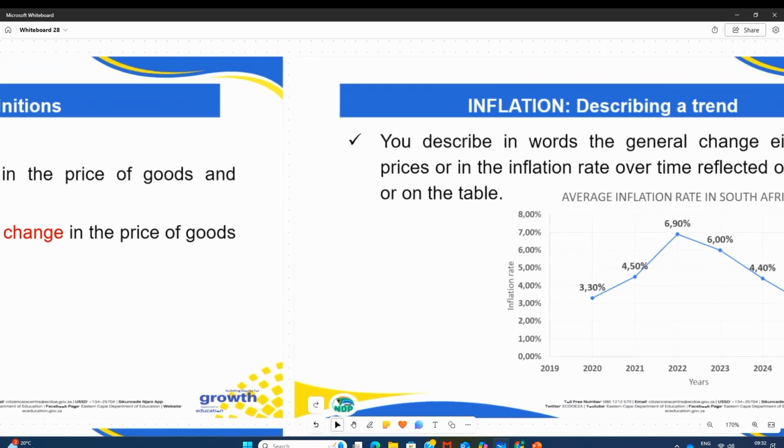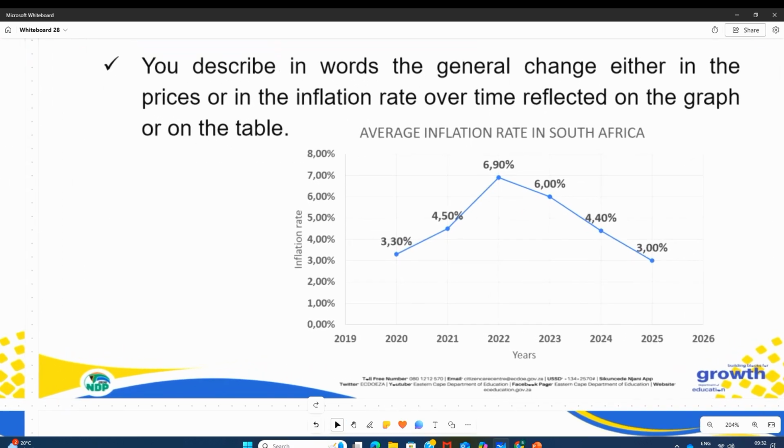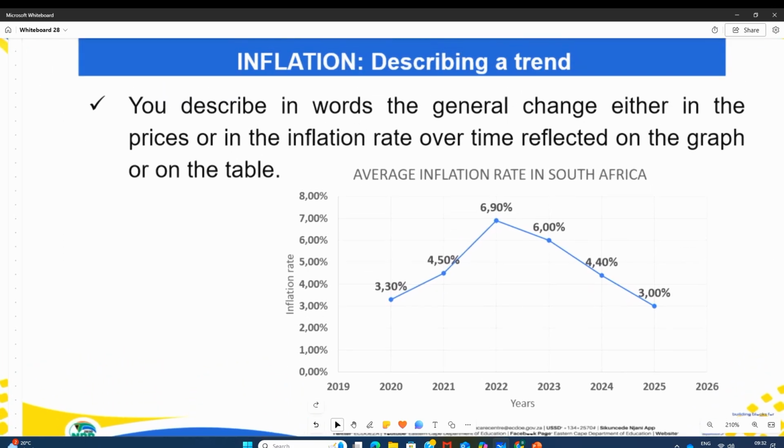Now, the next subtopic that I said is a possible question under this topic: I mentioned the describing of the trend or the explaining of the trend. It depends how the question is phrased on your question paper. So when you describe a trend, you are simply describing in words the change that you see either on a graph or on a table. And the change could be talking to inflation rate, or the change could be talking to the prices. So now you check what your question is talking about.